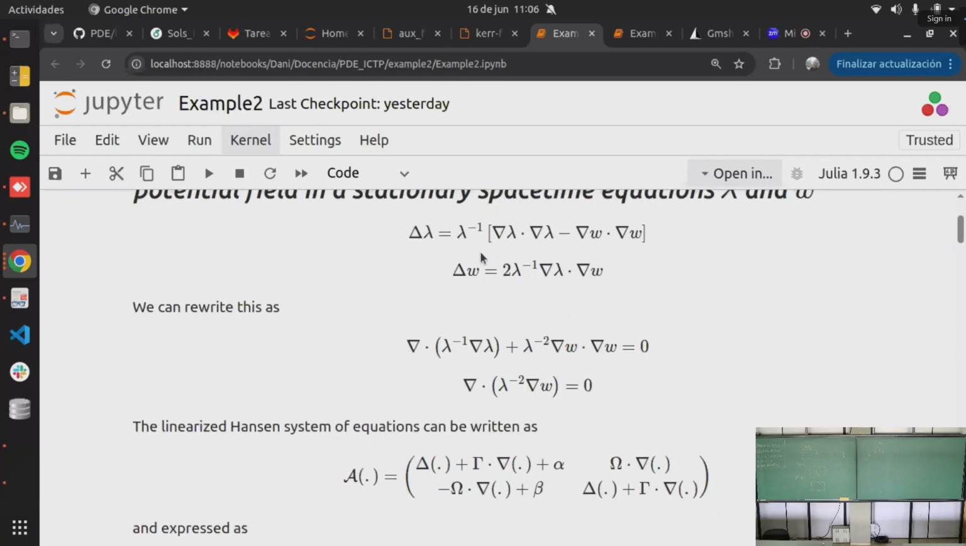Yeah. Yeah, I can share it with you. I can push it in the PDA repository. Yeah, of course.